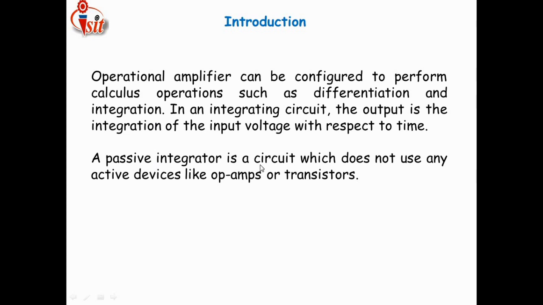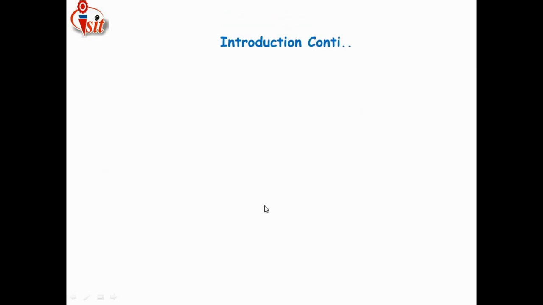A passive integrator is a circuit which does not use any active devices like op-amp or transistor. Electronic components are divided into two categories, passive and active. The op-amp and transistor are active devices, and a passive integrator is a circuit which does not use any active devices like op-amp or transistor. That means the integrator is formed by using passive devices.